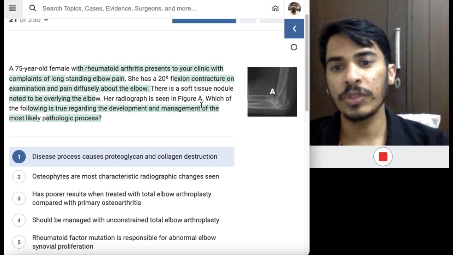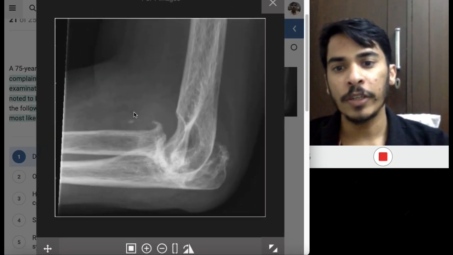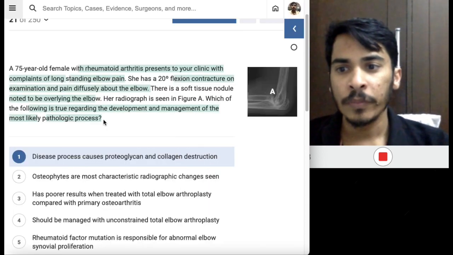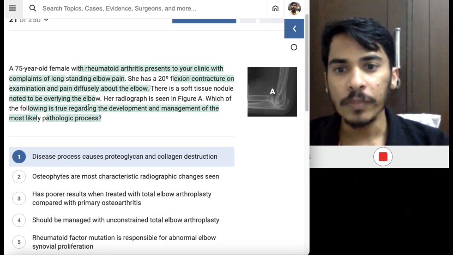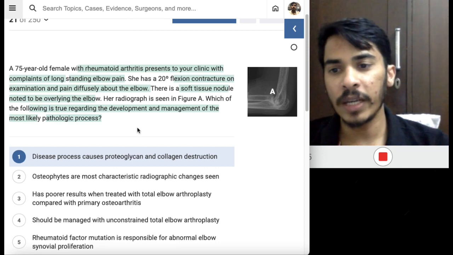A radiograph is seen in figure A. This is the radiograph provided. Which of the following is true regarding the development and management of the most likely pathologic prognosis? So there is flexion contracture. There is a soft tissue nodule. So it will be rheumatoid arthritis.